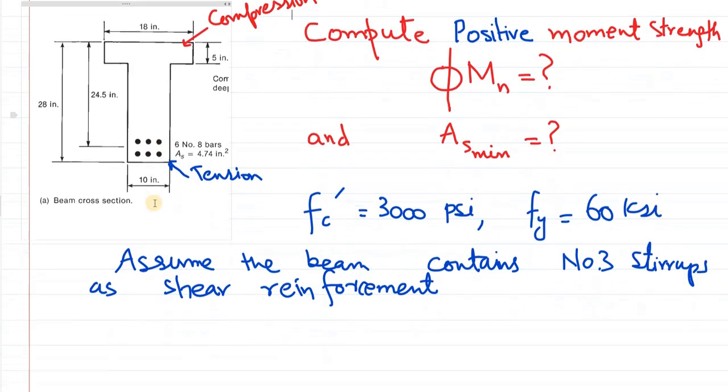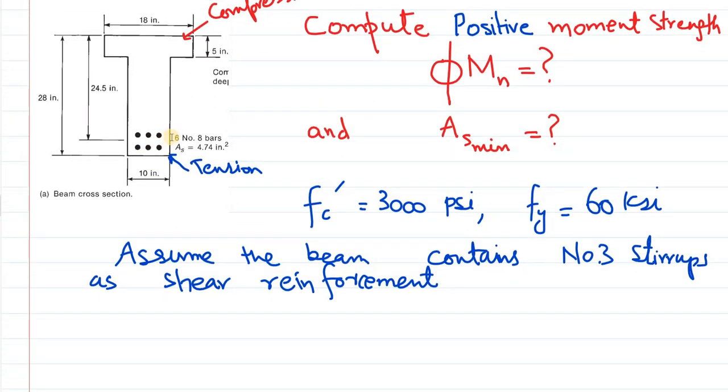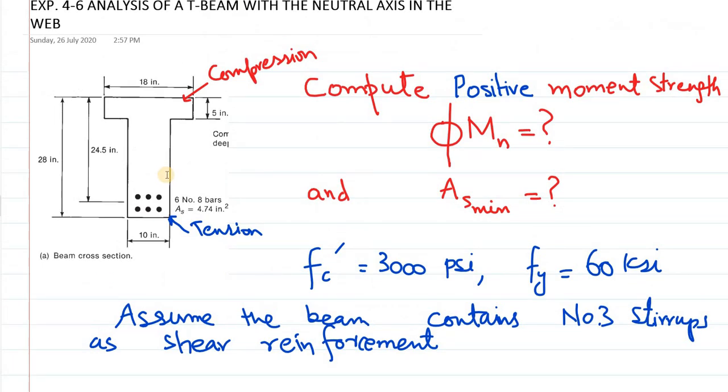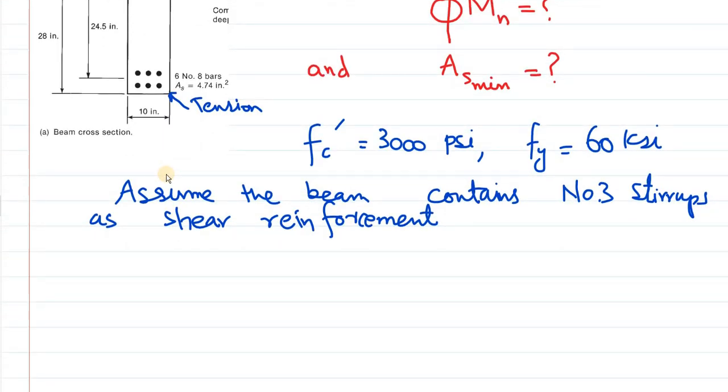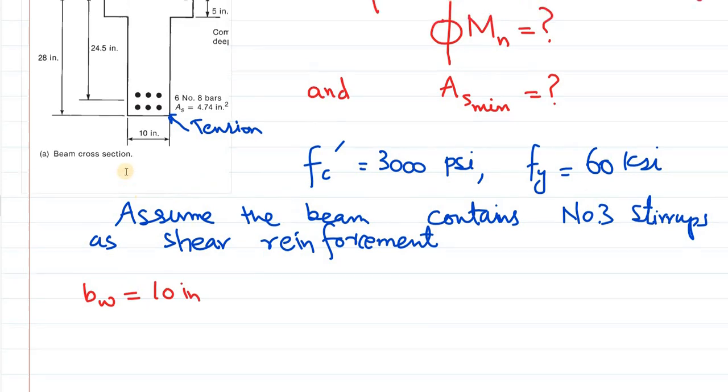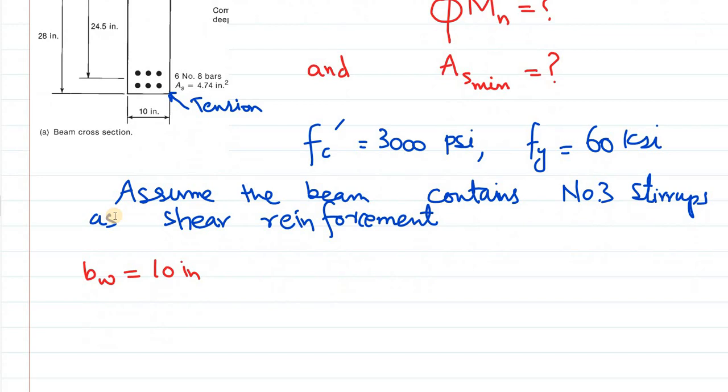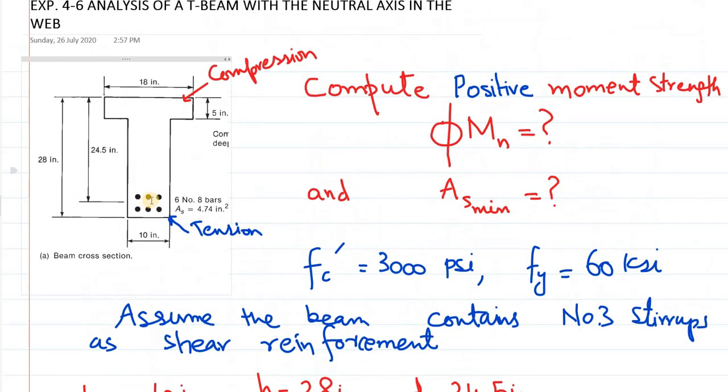Now, the first thing that you need to check is the dimension requirements of ACI regarding the thickness of flange and BE. Now, in this case, you can see that BW is 10 inch, and the other values have also been given. Just list down some of these values. H is 28 inch. You don't need this in your calculation, I guess, but just write down the data. D is 24.5 inch. And what else has been given?